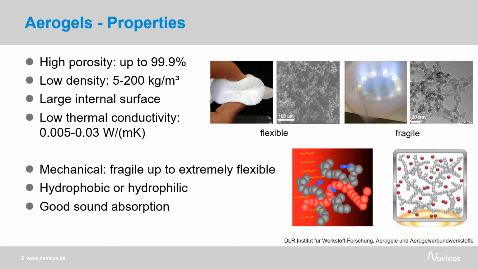First, I would like to give an overview about the main properties of aerogels. As already mentioned, they are highly porous materials and can reach porosities up to 99.9%. This results in low densities in a range from 5 to 200 kilograms per cubic meter. The pore sizes of aerogels vary in a range from nanometers to micrometers. Therefore, aerogels have large internal surfaces compared to their volume, which makes them good thermal insulation materials.